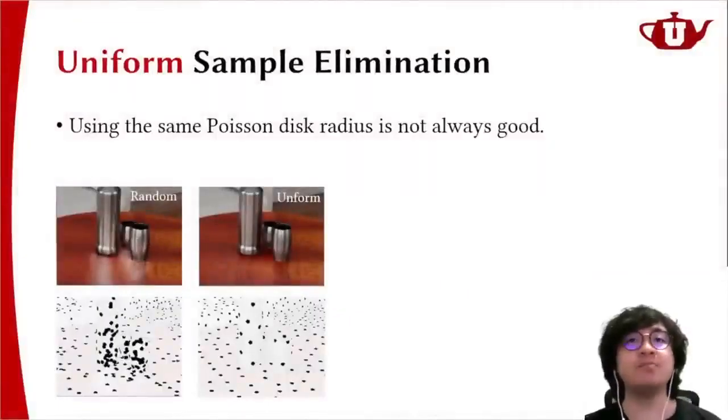However, using the same Poisson disk radius is not always good. If you check the reflection of the bottles on the table, you will find that the reflection disappears. In that sense, uniform sample elimination can be worse than random sampling. So for rendering glossy reflection using virtual lights, we might want to keep the original sample density, because the original density contains information about camera importance.